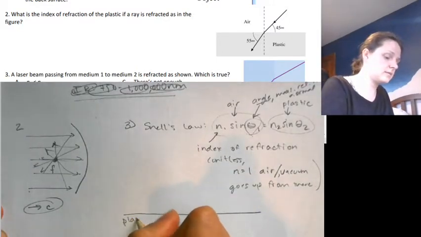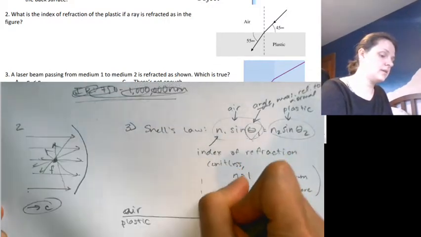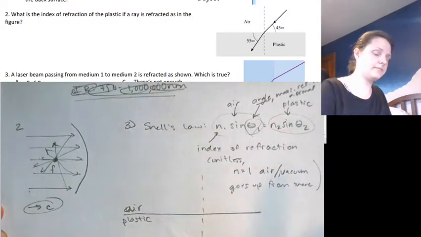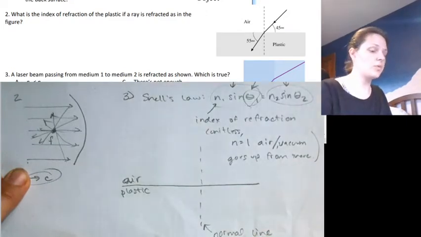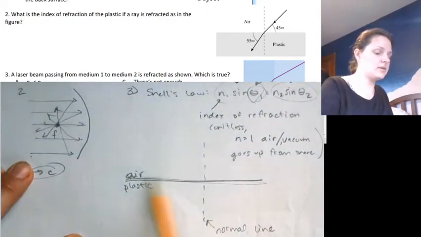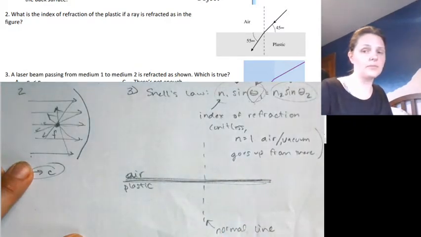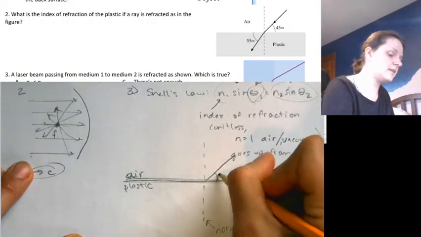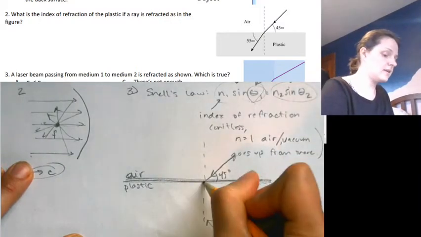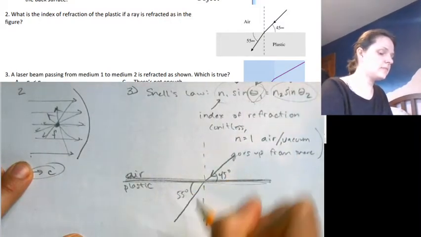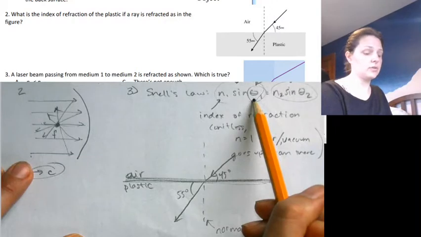So here's the plastic, and here's the water, or the air. And this line right here is the normal line. This is the interface between the two things, and we want to measure the angle relative to this dashed line that I've drawn here. This says that this angle here is 45 degrees, and it comes in that way, and that this angle here is 55 degrees, and it goes out that way. These are purposely not labeled as the thetas that should go in this equation.